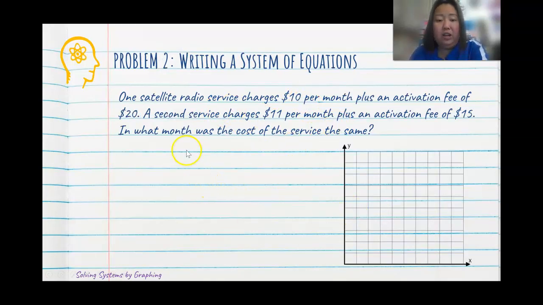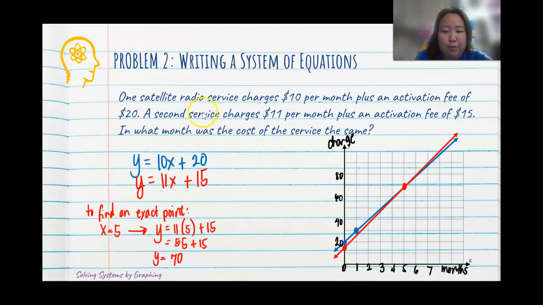Try and find in what month the cost of the service was the same. Go ahead. All right, for this problem, we have our two equations. $10 per month is our slope, 10x, and then the activation fee is our y-intercept. So our equation was 10x plus 20. And the second service, same scenario, is 11x plus the $15, which is the initial fee.